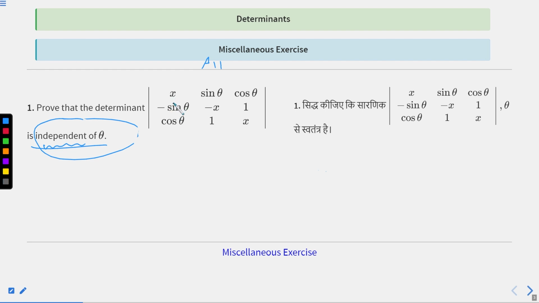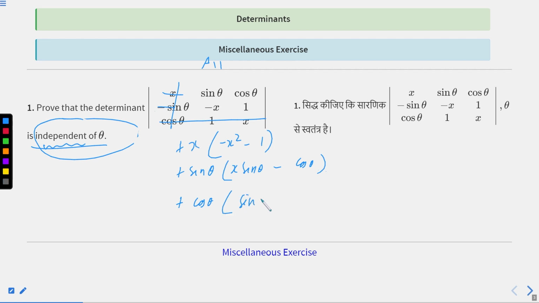Okay, so just expand. Plus x, I am expanding along column 1, plus sin theta plus cos theta, sorry. Now eliminate this row and this column, you will have minus x square minus 1. For the next term, you have to eliminate this, you have x sin theta minus cos theta. Now eliminate this, you will have sin theta plus x cos theta.